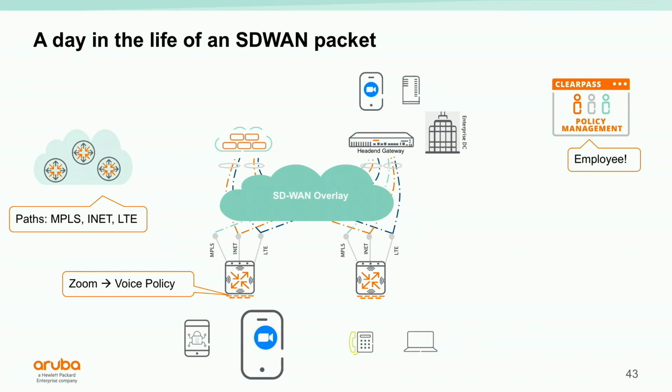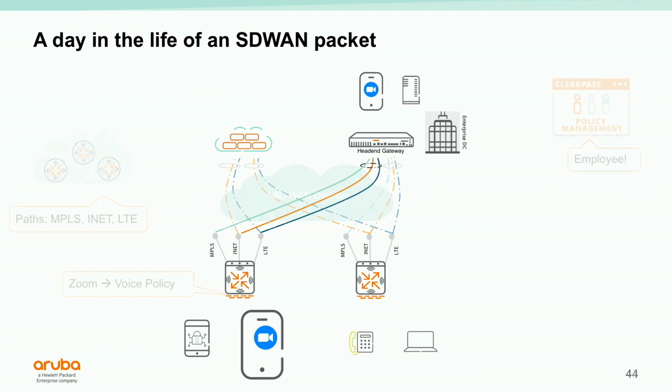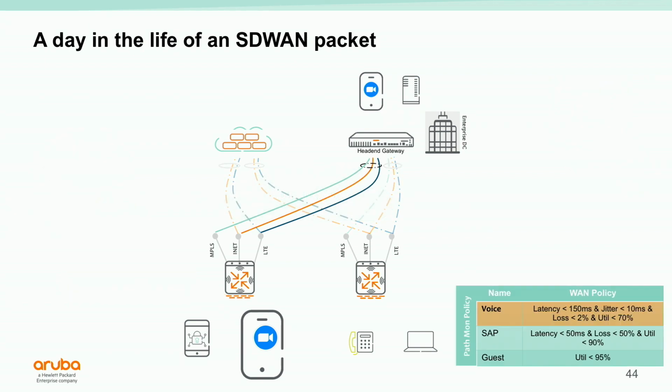So nobody would actually follow any path randomly. That's where the WAN policy comes into the picture. So you have WAN policies built in. You have a specific SLA attached to that profile. Employee going to Zoom, this voice policy, you have 150 milliseconds of latency, maybe 10 milliseconds of jitter. It's up to you to build that profile.